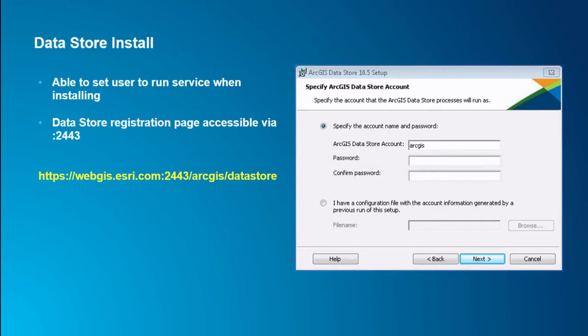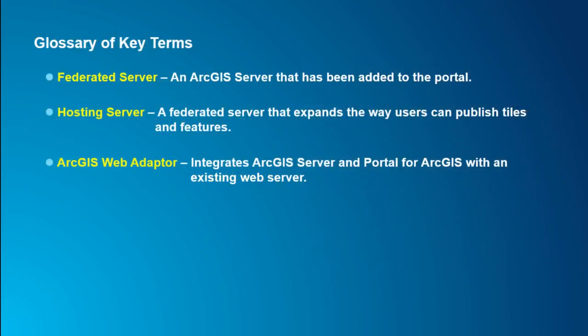Lastly is the data store. You also have to provide an operating system user. It can be a local or a domain account. In this case, it's ArcGIS, and it can also be the same as you've used for portal and also for server. Once you finish running the installer, that URL will show up. You'll be asked to register your data store, and that operates on the internal port of 2443. Once you've done that installation on those internal ports, you don't really need to use the internal ports again. You'll be accessing everything through the web adapter or through your portal.